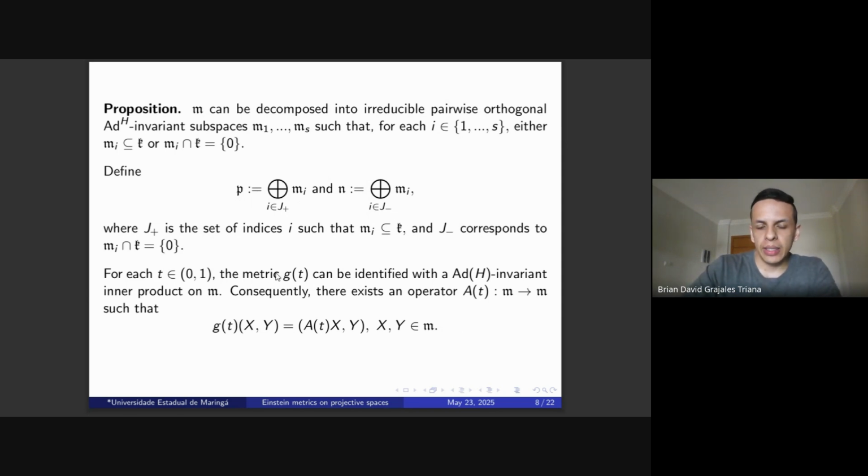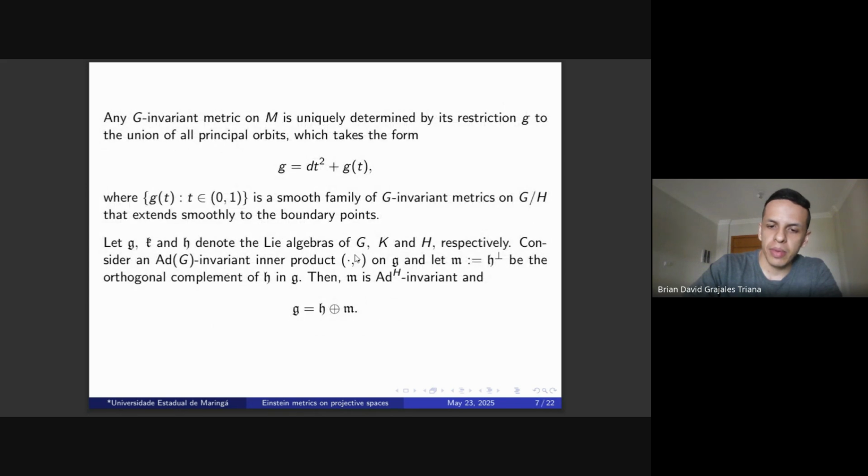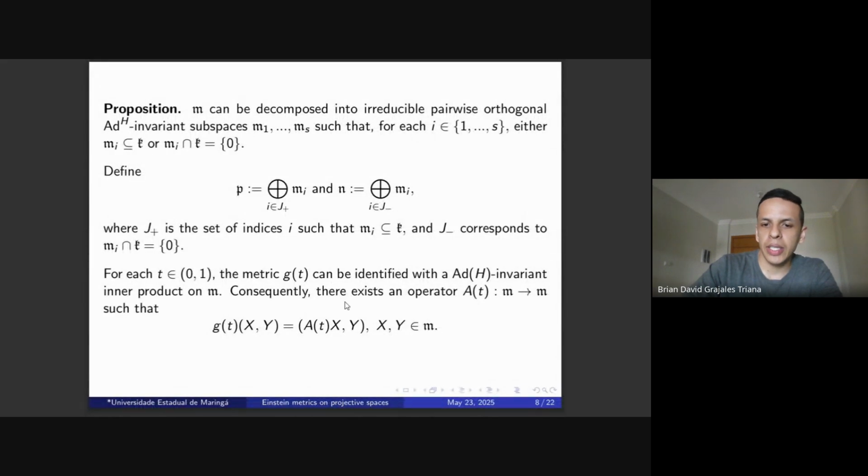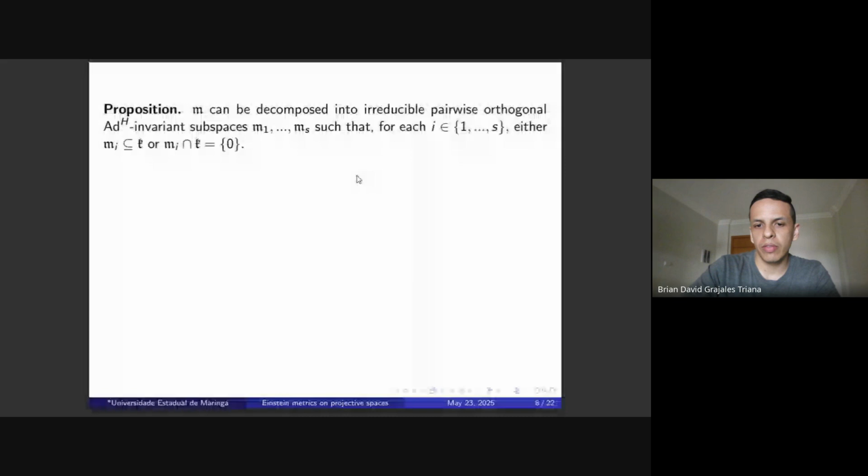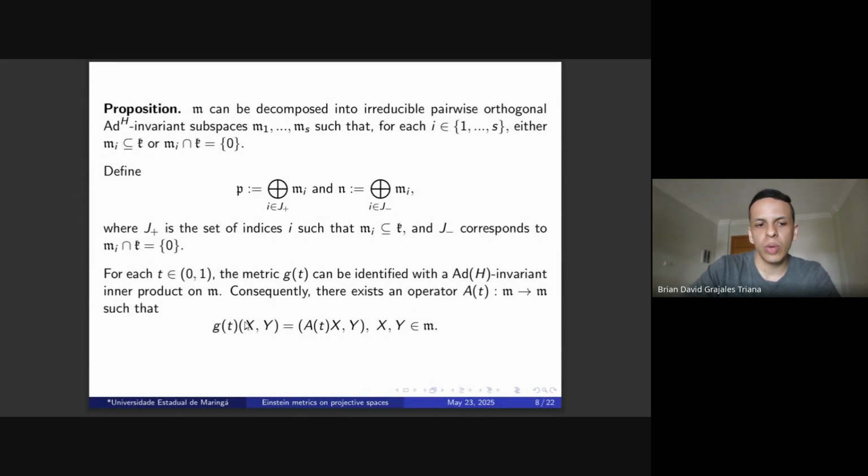So, as I said before, this metric g_t can be identified with an inner product invariant under the adjoint representation of H. And we know that since we are fixing this invariant inner product on G, there is an operator that in fact is positive, self-adjoint and equivariant with respect to the representation of H, such that this equality holds. So we can think about this g_t as a family of operators from M to M satisfying this.